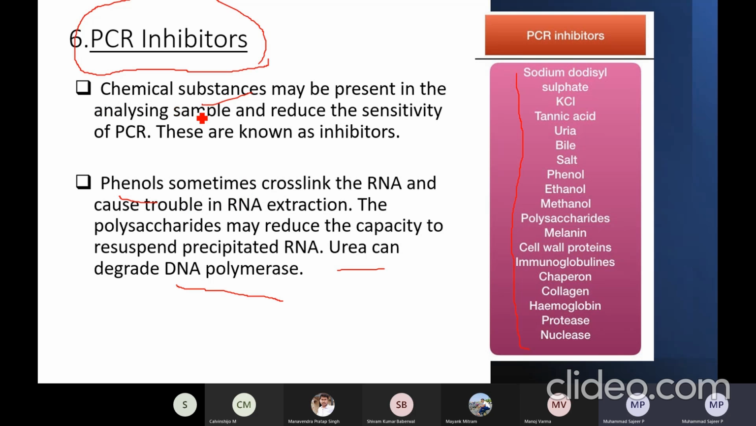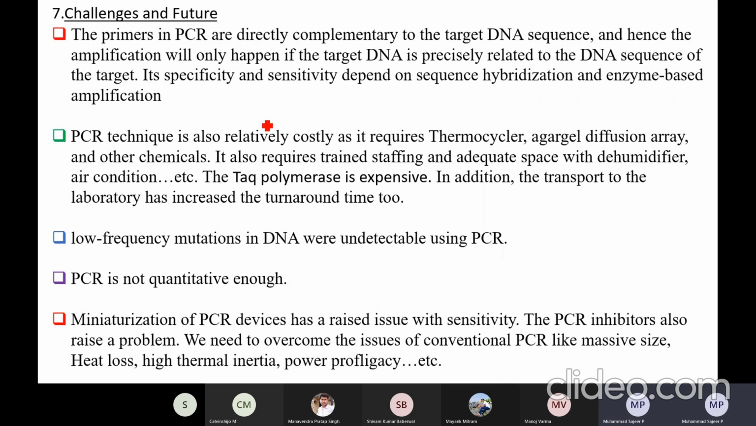Nowadays we are going into nano PCR. I mean, we are trying to miniaturize these machines. At that scale, it is a bigger challenge to take care of these PCR inhibitors. So let's discuss the challenges and the future.